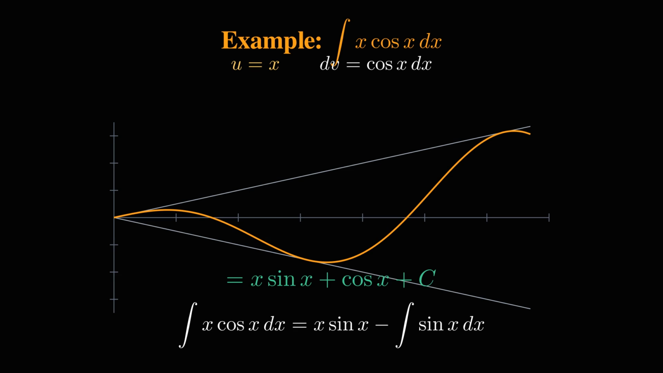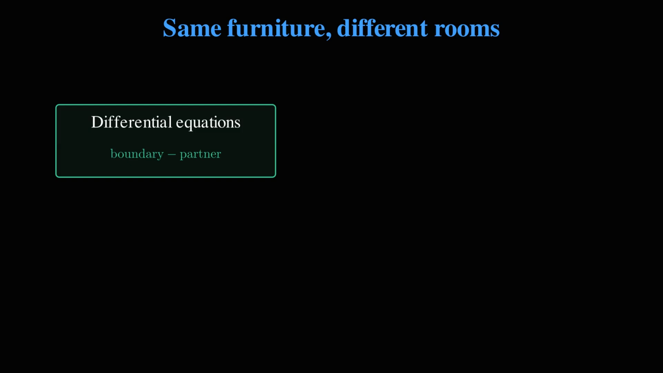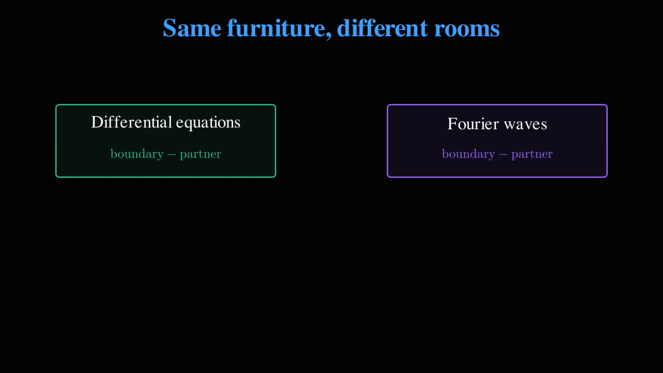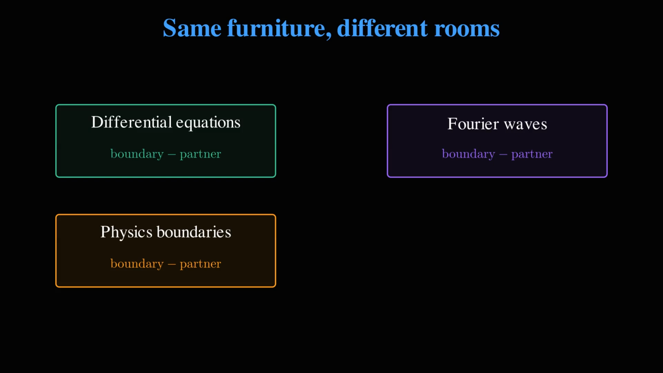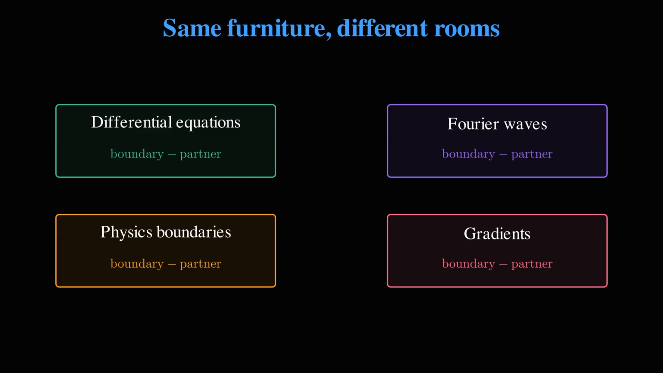For example, the integral of ln x dx looks impossible at first because there's only one visible factor. But you can secretly write it as ln x times dx. Let u be ln x and dv be dx. Then du is 1 over x dx and v is x. The formula gives x ln x minus the integral of x times 1 over x dx. That leftover integral is just the integral of 1 dx. So the answer is x ln x minus x plus a constant.